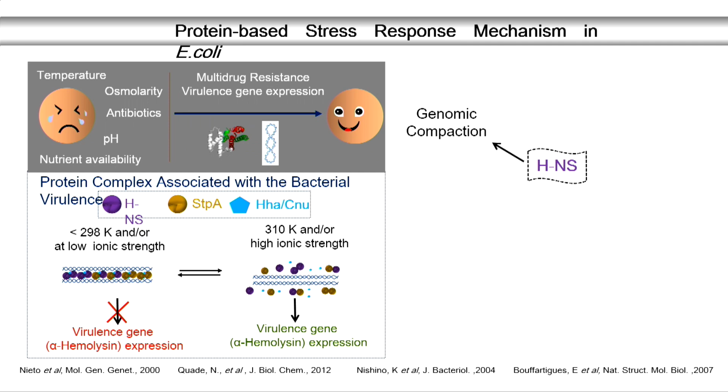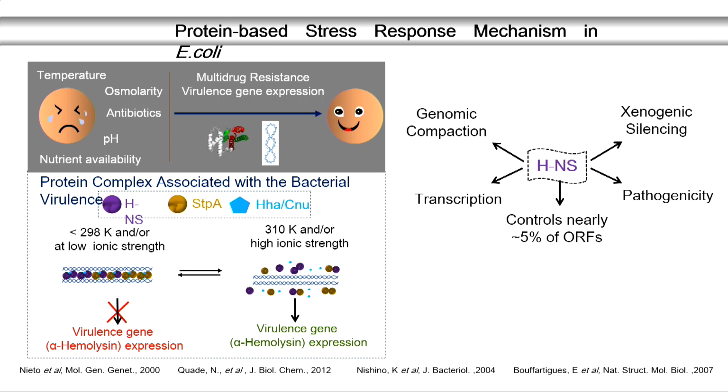It's involved in many different functions within the bacterial cell. It's actually a multifaceted system. It is involved in genomic compaction. It sometimes prevents transcription, and even enables transcription. It is involved in the silencing of foreign DNA, that is DNA which is not native to that particular bacteria. It is also involved in expression of certain virulence genes. It controls nearly 5% of the open reading frames, or genes that can be transcribed in bacteria. And it's also implicated in many multi-drug resistance systems, right?